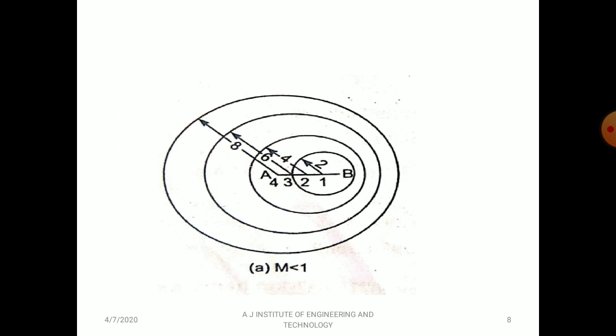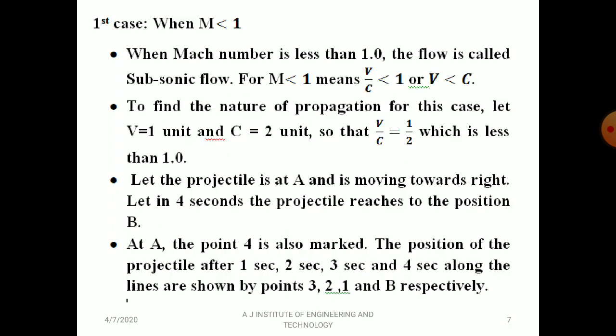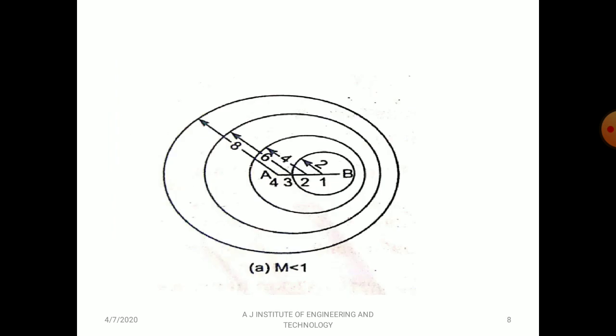I'll explain how to draw the profile here. At point A, you just mark again point 4. The positions of the projectile after 1 second, 2 seconds, 3 seconds and 4 seconds along the line are shown by the points 3, 2, 1 and B respectively. Initially the projectile is at point A, which is point 4, then it moves to point 3, then to point 2 and 1 respectively, and from 1 to B.